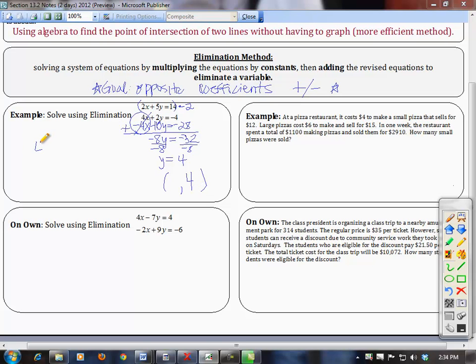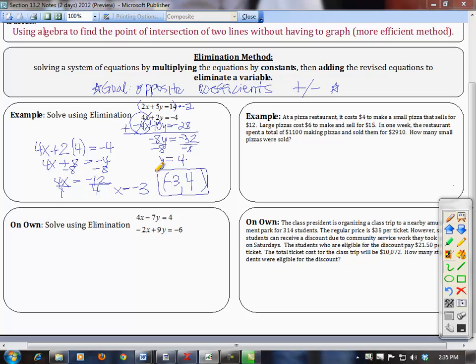But if I do this, I know I'm trying to find x. So 4x plus 2, and my y value was 4. So 2 times 4 equals negative 4. All right, well, let's rewrite this a second. 4x plus 8 equals negative 4. So I start solving. I subtract 8. 4x equals negative 12. And I divide by 4, and then I get x is negative 3. So my solution is negative 3, 4.